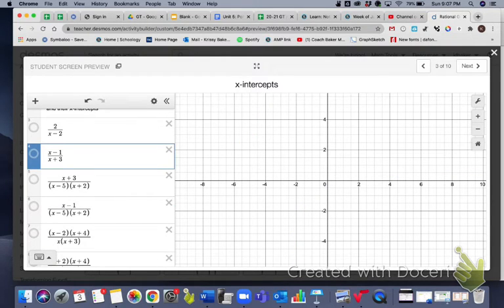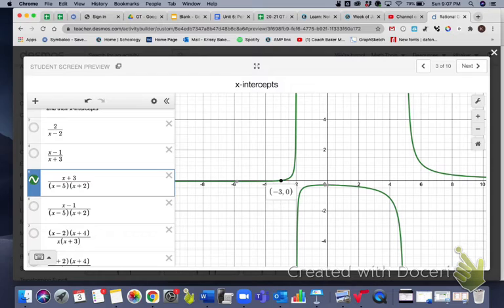All right, next one, I should have an intercept at -3. I do. There's an intercept over here at -3. There are no intercepts in this middle area, which is why your graph does not cross anywhere in that middle area.